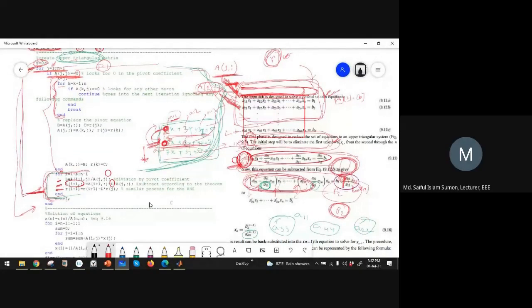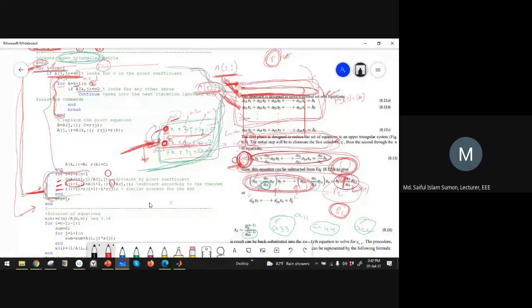I am doing this one. How? You can see k is equal to j. k is another variable which is equal to j. j is equal to 1. So you can see k is equal to k plus 1. That means it will start from 2. That means it will start from this equation. It will start checking from this equation, and in this equation, it will check whether that is 0 or not.